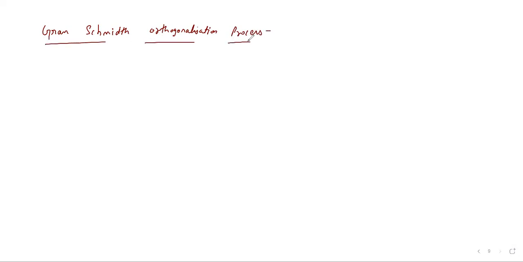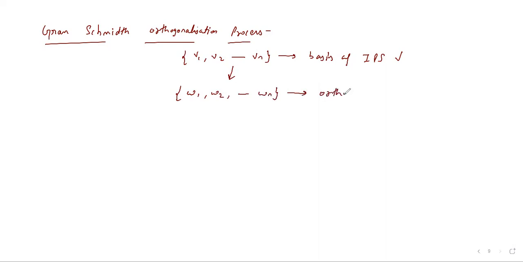Now let's see what is in this. What it is saying is that we have a set of vectors, let's consider v1, v2 to vn. We have this set as a basis of the inner product space V. So this is a set of basis vectors. Now we can use this basis to construct an orthogonal basis, w1, w2 to wn, of V. So we have a basis of inner product space V, which is v1, v2 to vn, and now what we are doing is constructing an orthogonal basis of V, which also has the property of orthogonality.